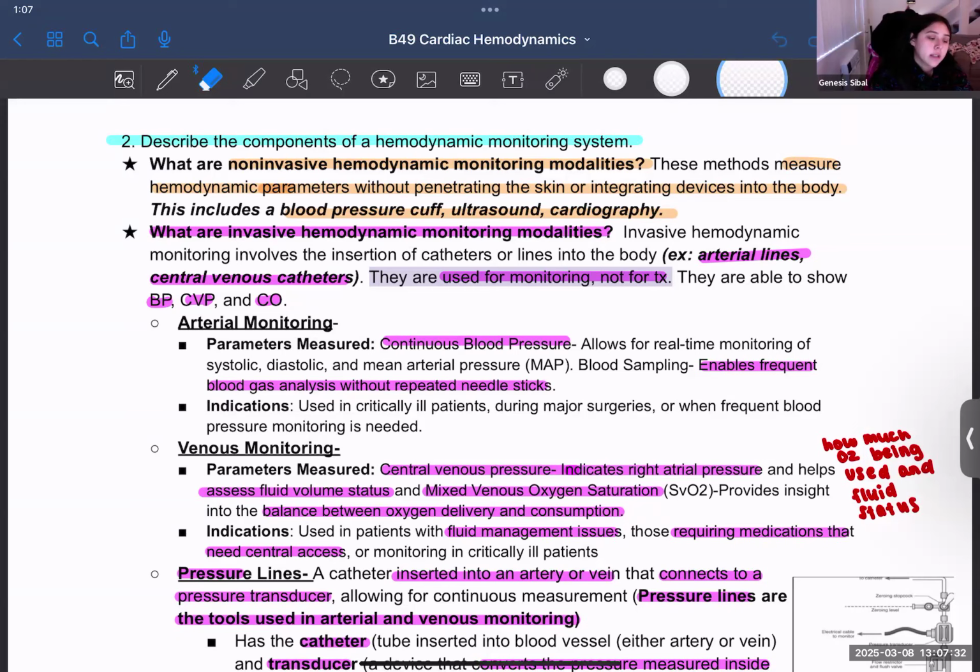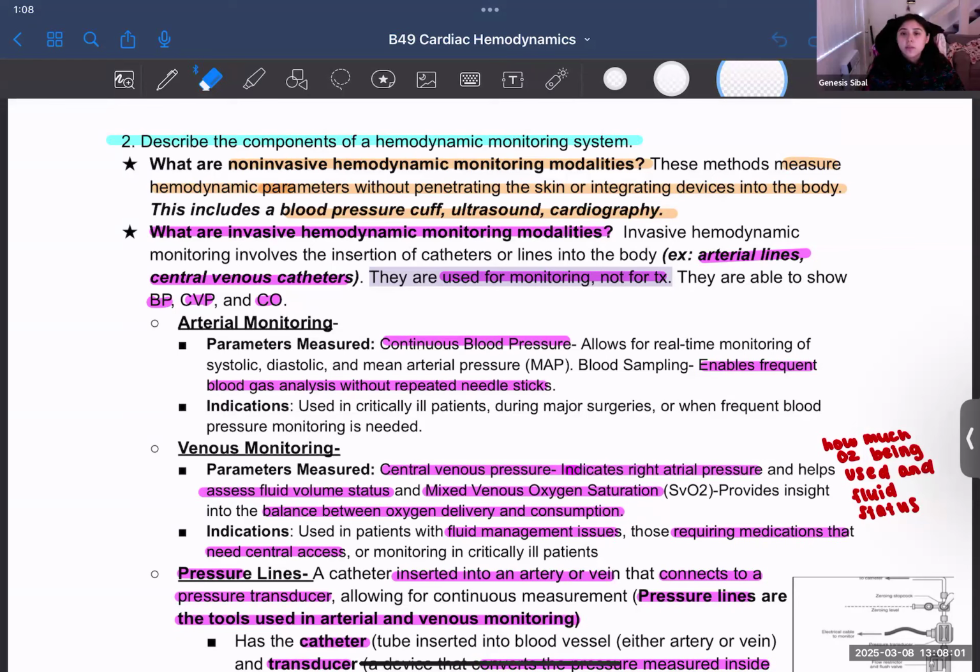But basically, we're going to break it down just a little bit and understand what are the basics. So, what are non-invasive hemodynamic monitoring modalities? Basically, how do we look at hemodynamic parameters without penetrating the skin? So that includes just doing a blood pressure cuff, right? An ultrasound, cardiac monitoring, anything like that. Basically, how we're looking at hemodynamics without having to actually pierce into their skin.